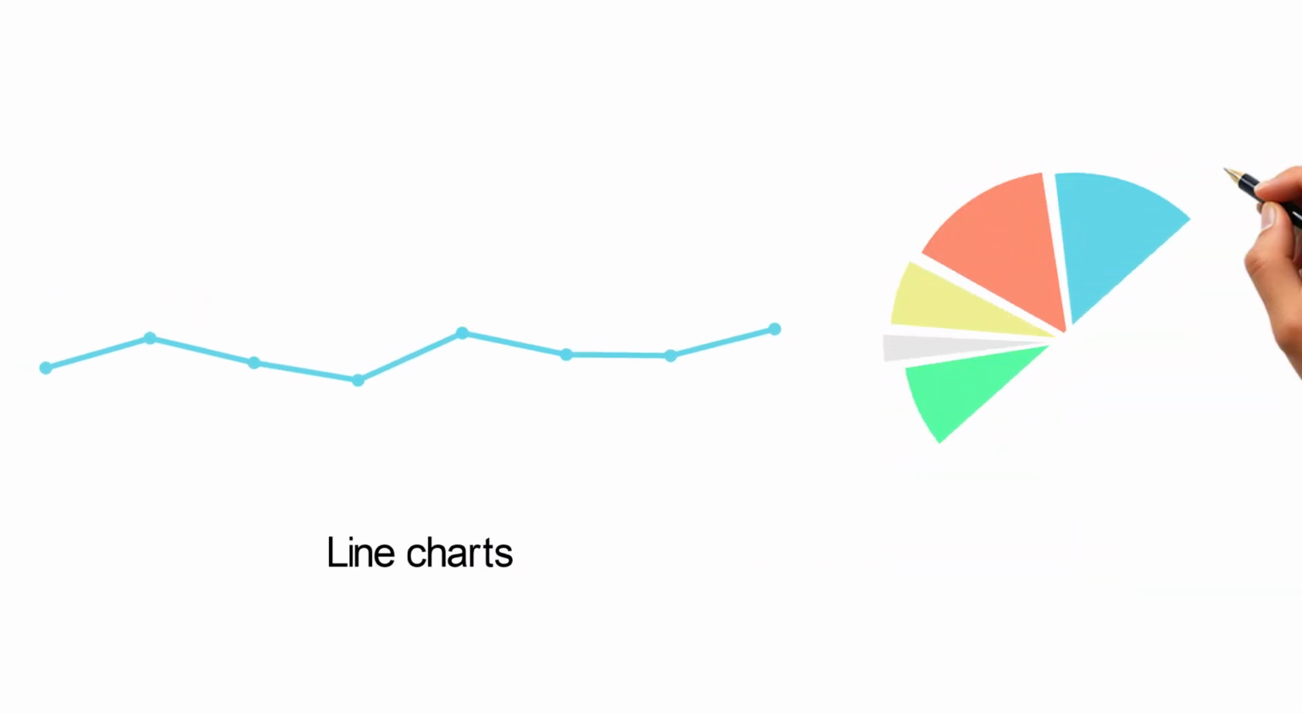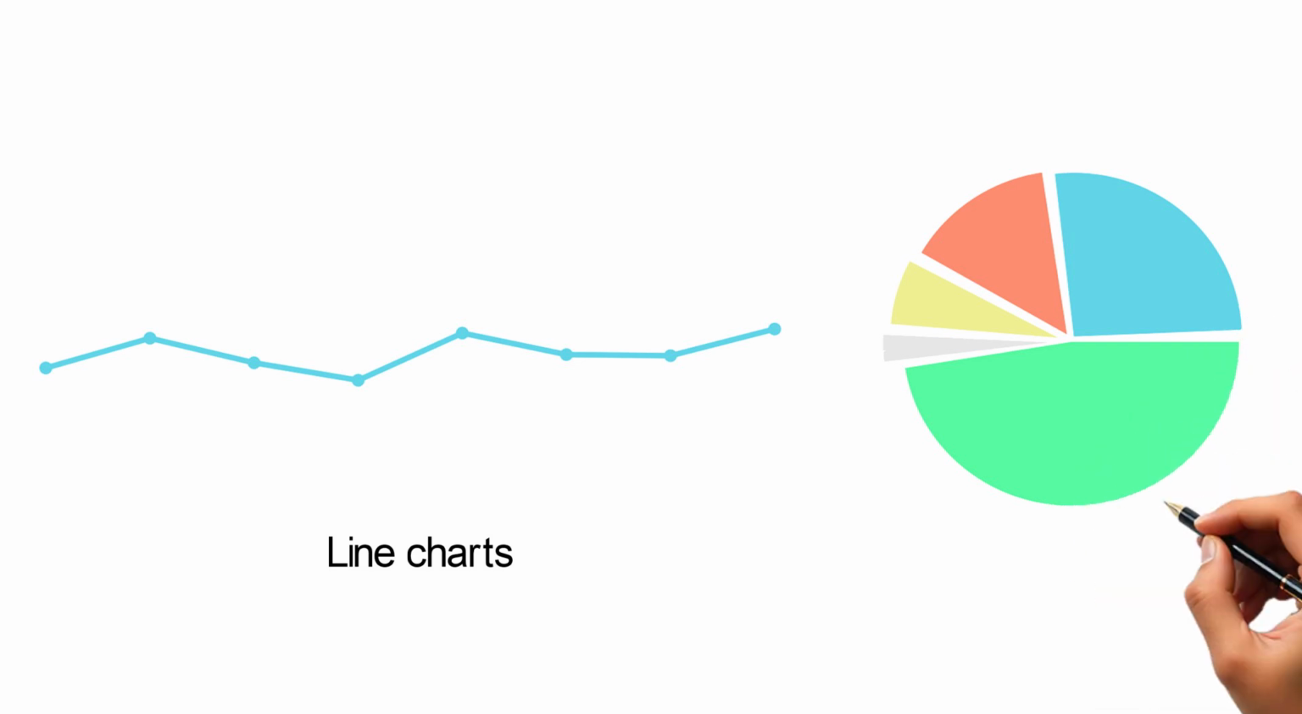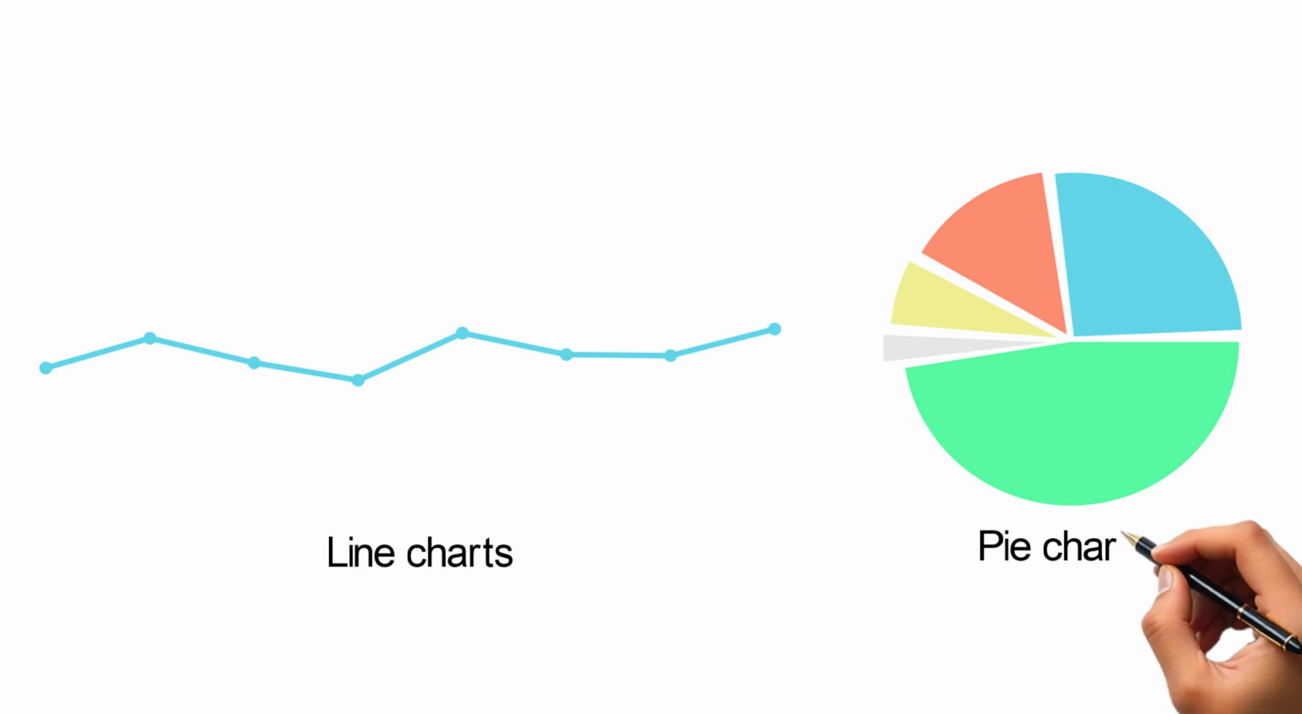Pie charts, a circle divided into slices that represent proportions. For example, they can clearly show the percentage of patients with different diagnoses in a hospital ward.